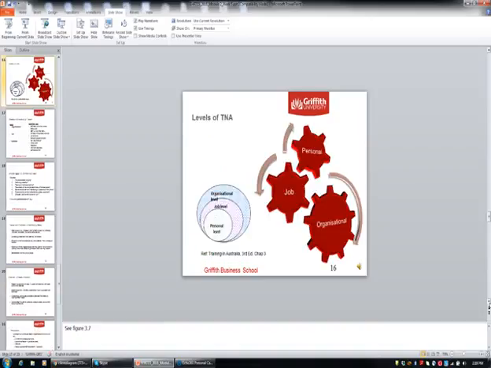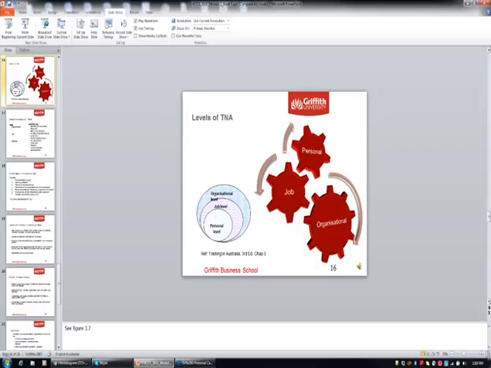So there's also levels of TNA, the personal level, the individual, what do I actually need at the moment in this job to do a good job. There's a level more about the actual job. This is one way of thinking about it. Is the job changing? Has it changed? What are the specifics of this job that I need to do? And then the organisational level, is there something that needs to happen across the organisation?